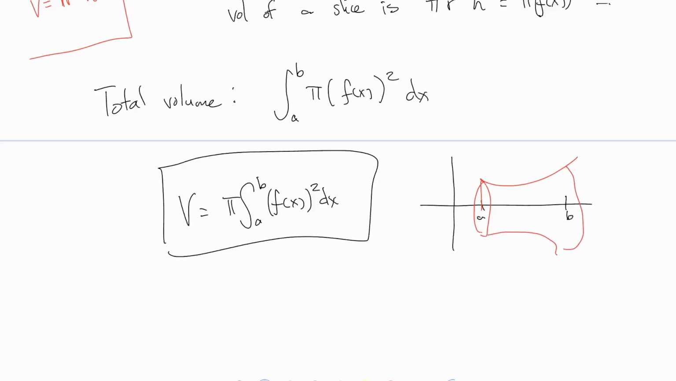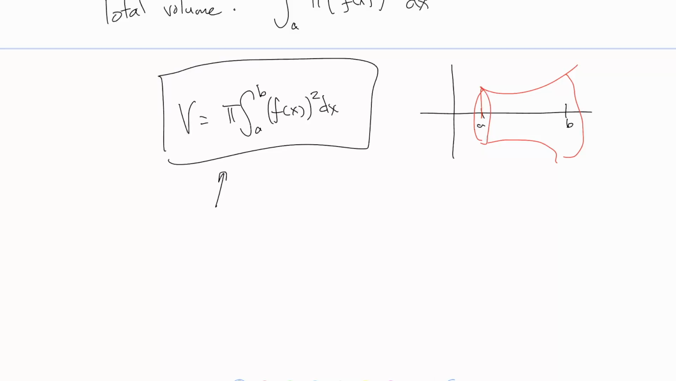Something like that, right? So the A and the B refer to the leftmost end and the rightmost end. All right, and let me just say, this is for revolving around the x-axis. This is the simplest version of this formula.